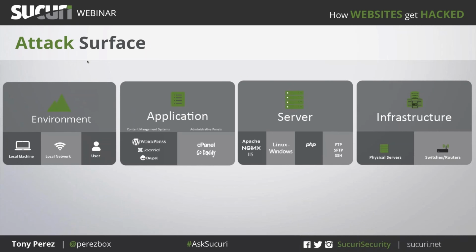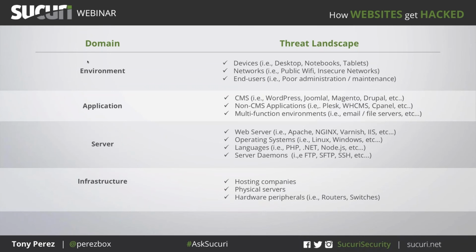And so when we look at the domain specifically, here's a little bit more detailed breakdown, right? So on the environmental side, we're looking at things like public Wi-Fi, like I mentioned, or insecure networks, even at home, or in trusted networks like in the office. You have your end users around poor administration and maintenance, right? End users are a critical piece to your overall security posture, and yet we rarely look at ourselves and say, okay, what are we doing to ensure that we don't get hacked? How are we addressing this?